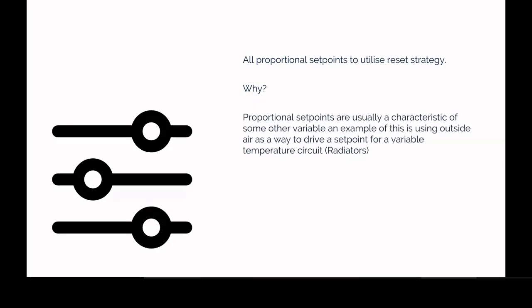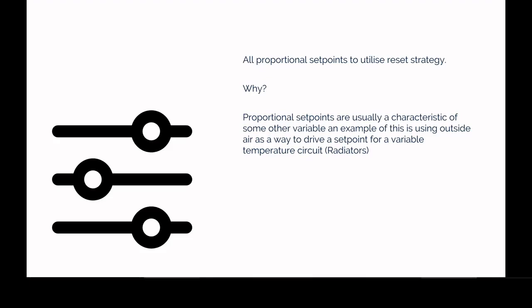Sticking with set points, all proportional set points should utilize a reset strategy or limited strategy. Why is that? Proportional set points are usually a characteristic of some other value that's acting upon the system to create an automation of a set point. Think of a variable temperature on the radiators. The reason it's variable is simply because it depends upon the temperature outside. So it's a completely proportional scale.